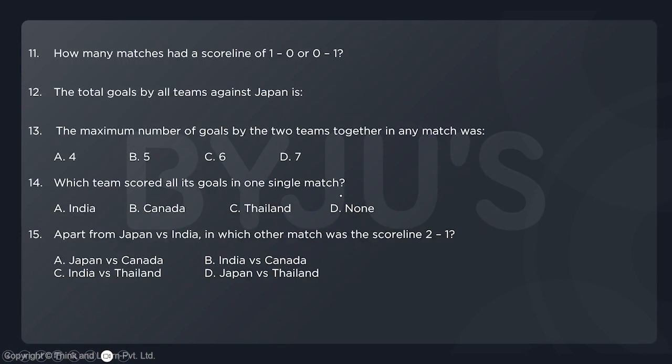So the first question is, how many matches had a scoreline of 1-0 or 0-1? The total goals by all teams against Japan is, the maximum number of goals by the 2 teams together in any match was, which team scored all its goals in one single match. So even if the question is a TITA, that is, without options, as opposed to an MCQ, it gives us a hint that the matrix is going to be solvable, since we do not have 'cannot be determined', and we have 2 questions which are TITA ones, right? So our target will be to try to fill up the matrix.